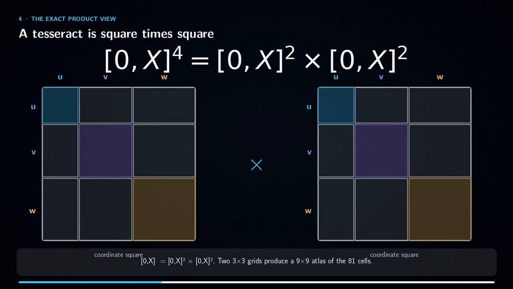Pair the tesseract's 4 independent directions into 2 pairs. Each pair makes an x by x coordinate square. Their Cartesian product is exactly the tesseract. If A is a region in the first square and B a region in the second, A times B is a genuine 4-dimensional cell, with hypervolume equal to area A times area B.